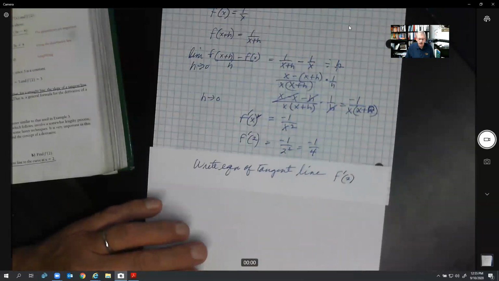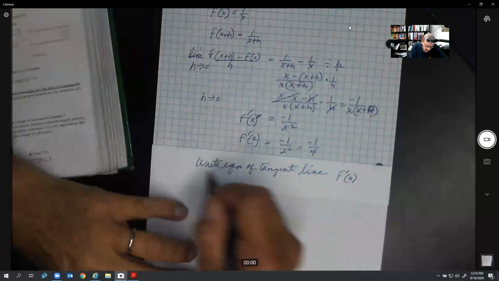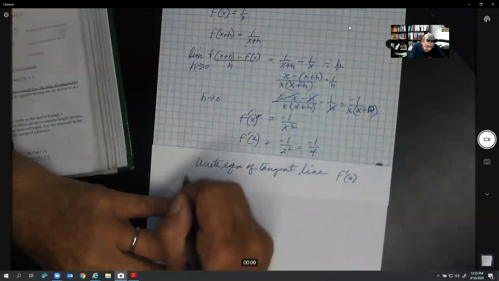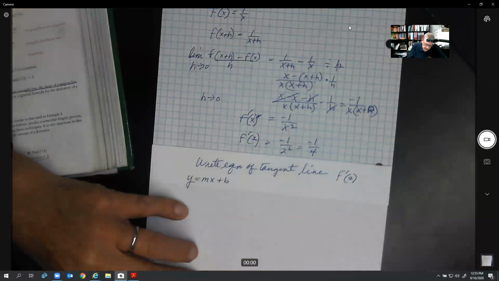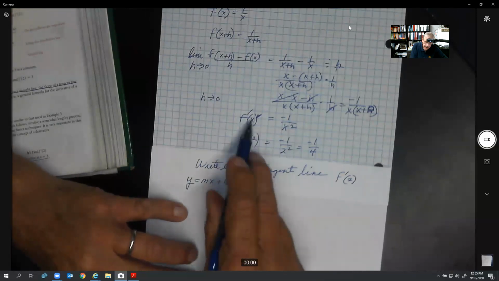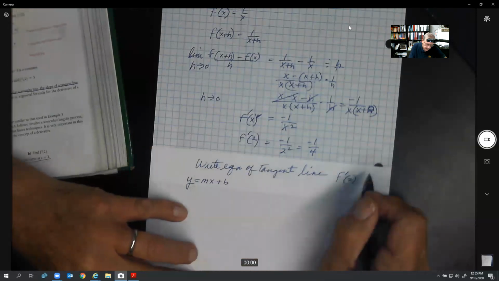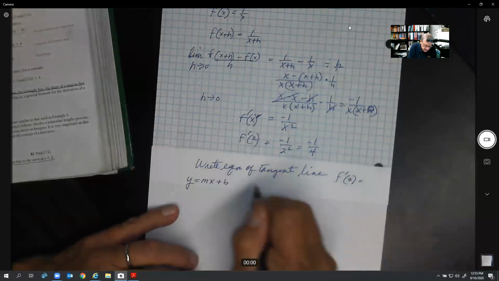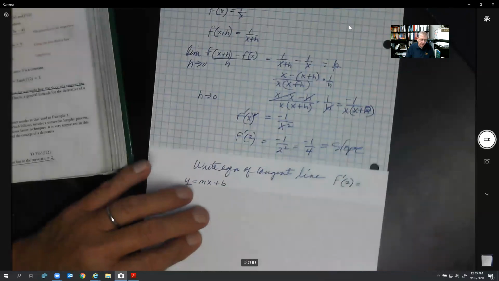Well, if we're going to do that, we've got to figure out, first of all, what's the slope? To write a tangent line, it's going to fall in the form y equals mx plus b. What the heck is the slope? Well, the slope is right here. When we put a 2 into our first derivative, we developed the slope. This negative 1/4 is our slope. This is the slope at that point.